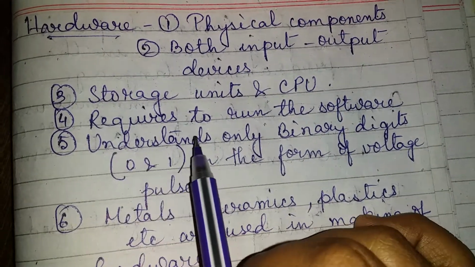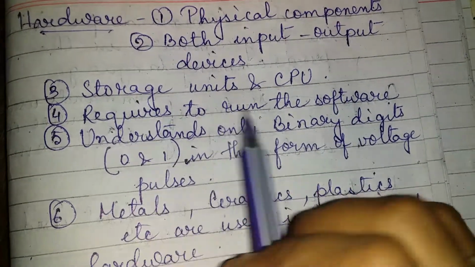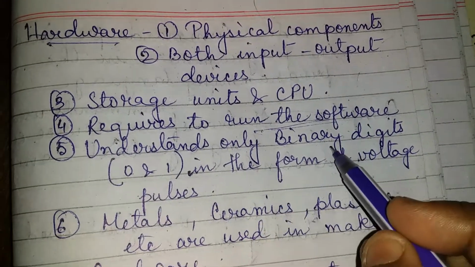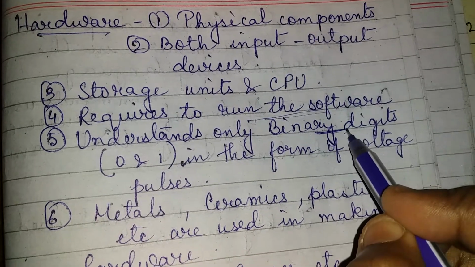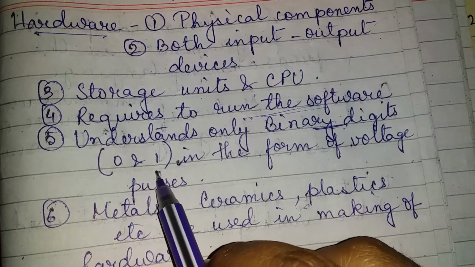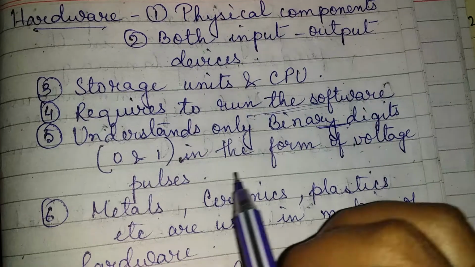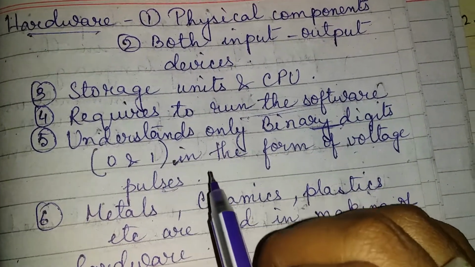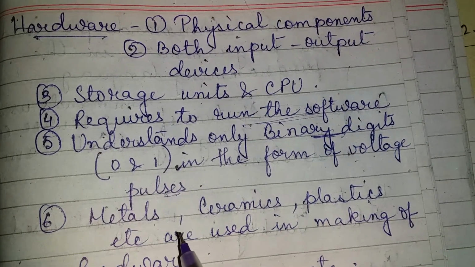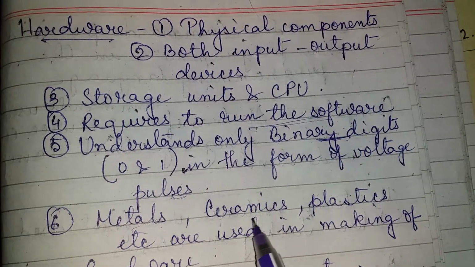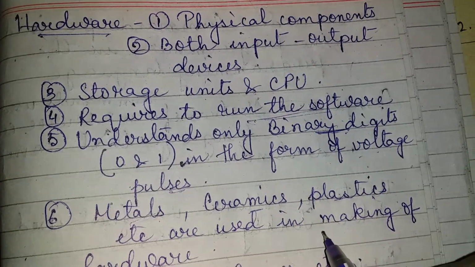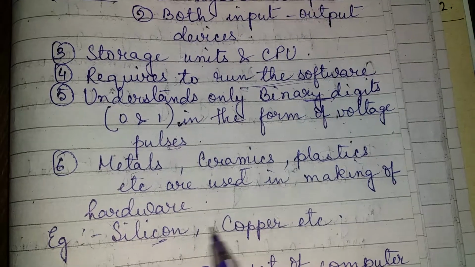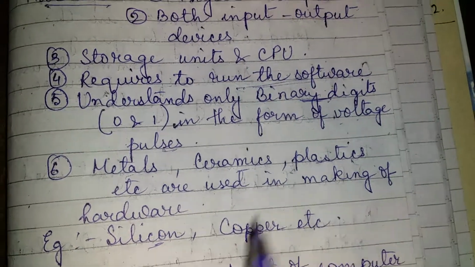Hardware is required to run the software. Without hardware you can't run the software, and hardware only understands binary digits. What are these binary digits? 0 and 1 in the form of voltage pulses. So it only understands binary digits. Hardware is made up of metals, ceramics, plastic, semiconductors, etc. Silicon, copper, etc. I have written here.